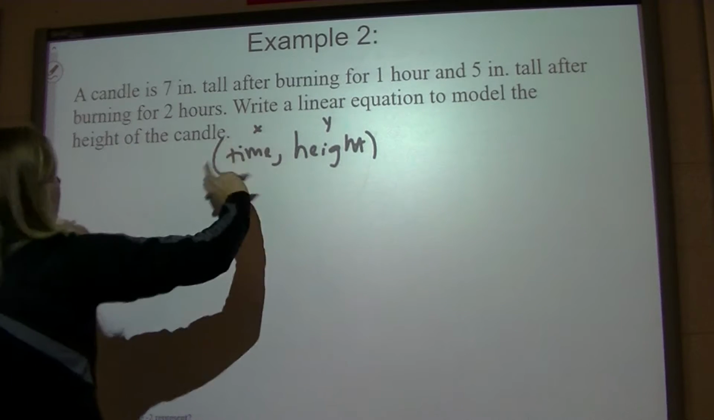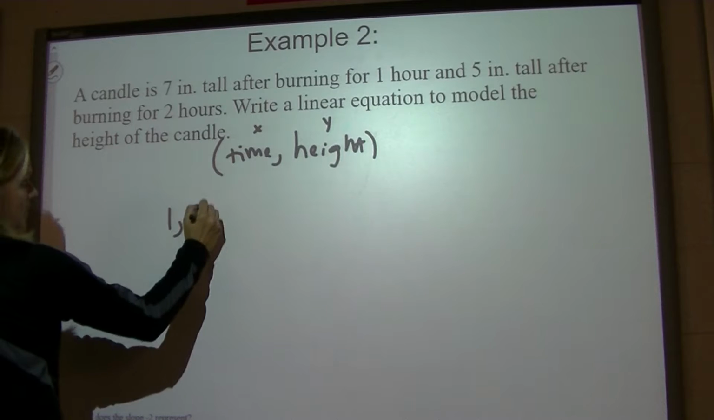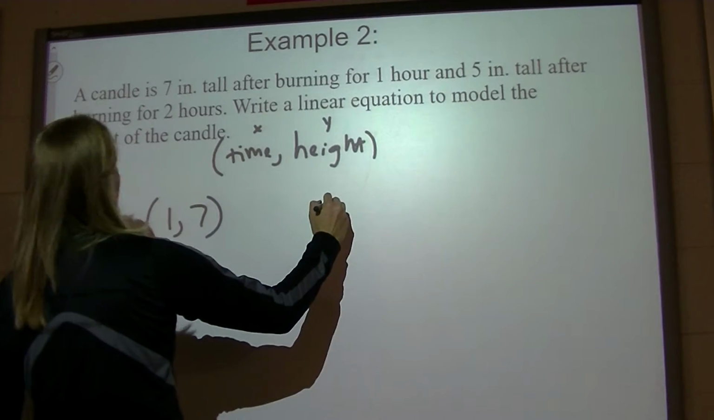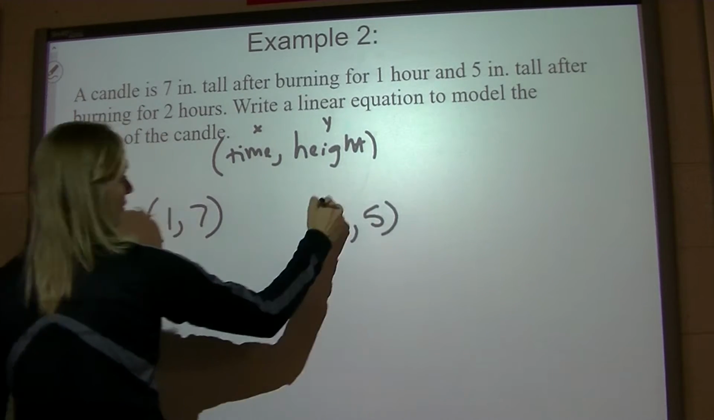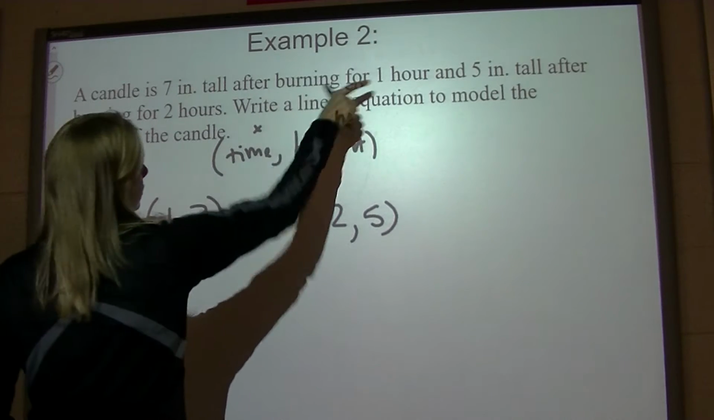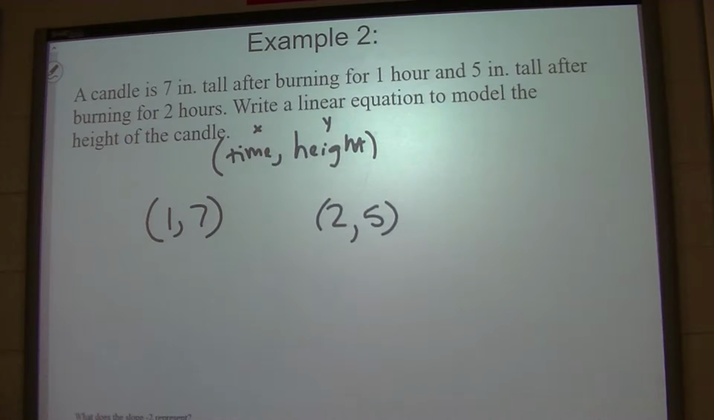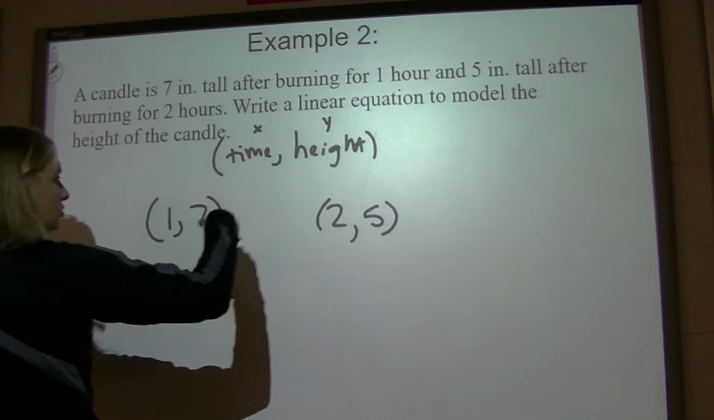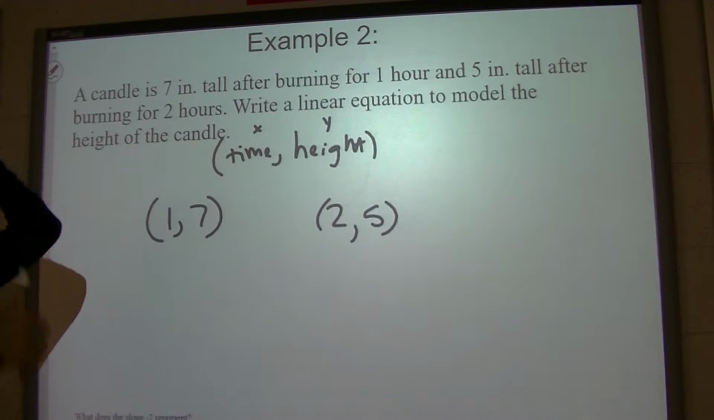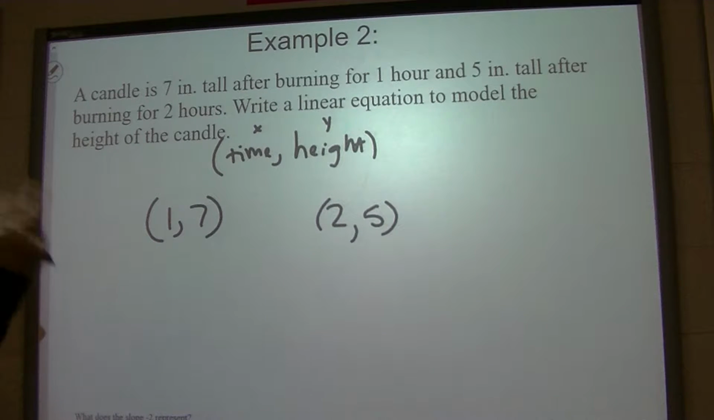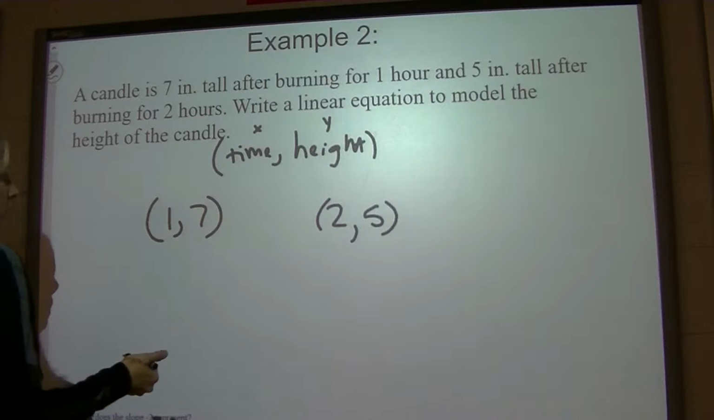So my two intercepts are going to be (1, 7) and (2, 5), because it's 7 inches tall after burning for 1 hour, and 5 inches tall after burning for 2. So I'm going to use those 2 points to find the slope, and then use one of the points to plug in to find my y-intercept.